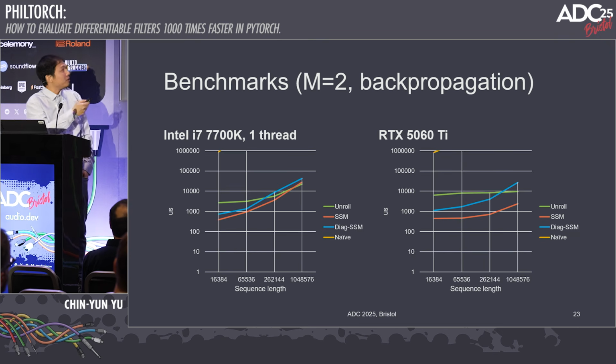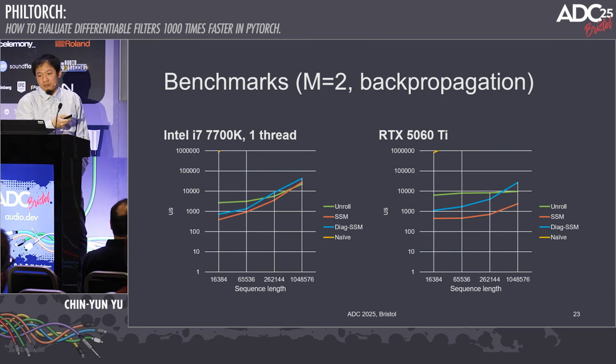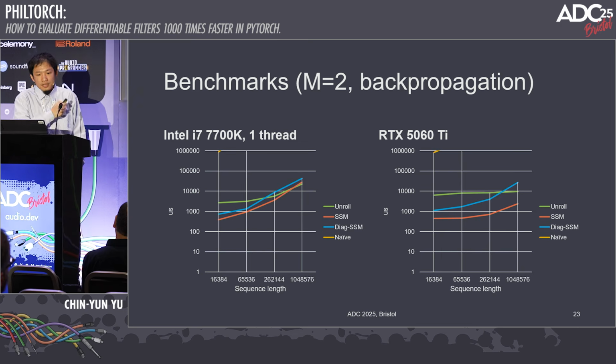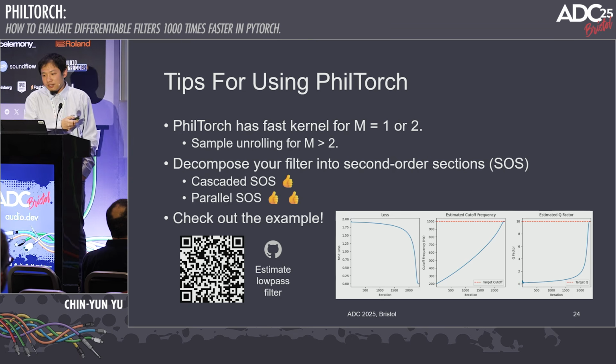And on the GPU, we found that the fastest method is still SSM, not the diagonalized version. But I think it's probably because the order is only second order. So if you have way higher order filter, then probably the diagonal version will be way faster. Okay. Yeah, I think we have reached the end of this talk.